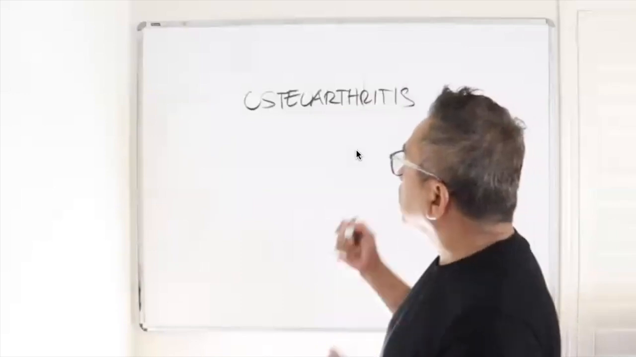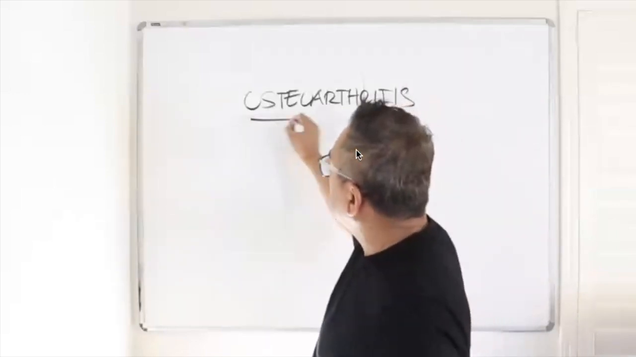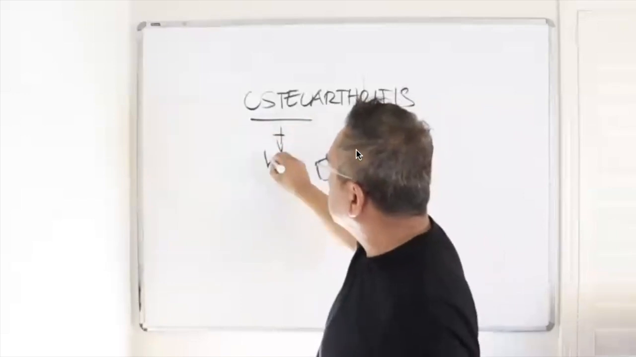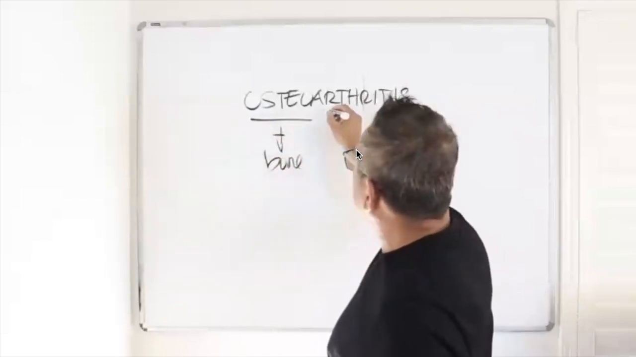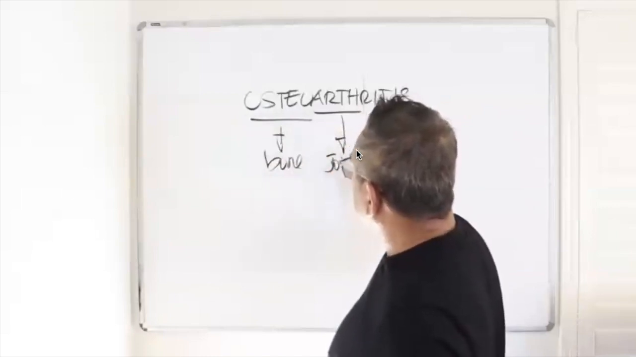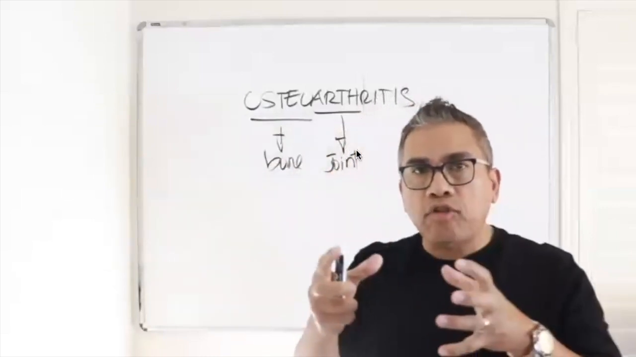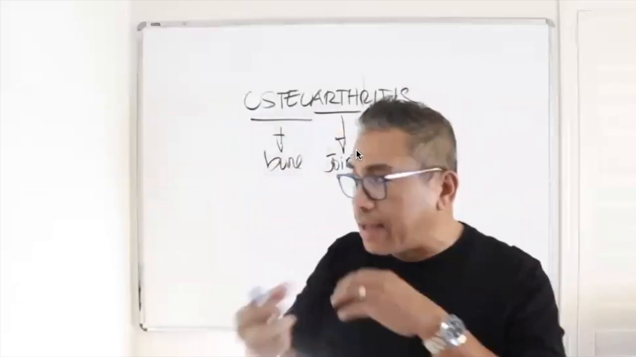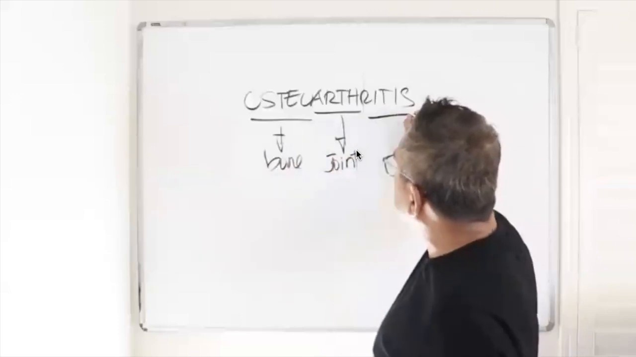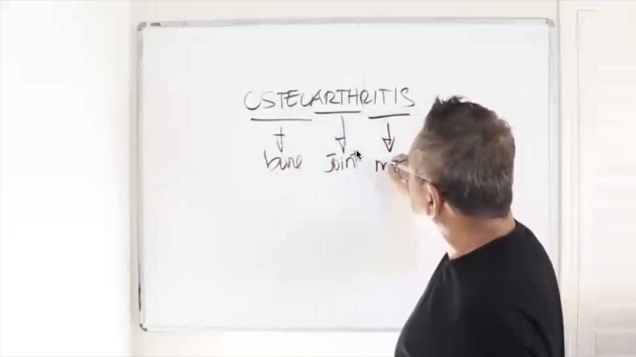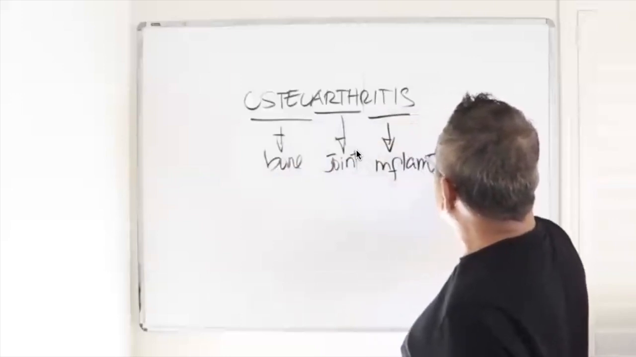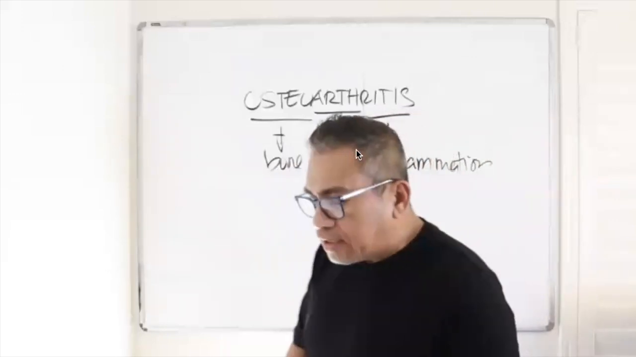Now, look here, guys. Osteo means bone, okay? So every time you see or hear the word osteo, that means bone. Arth, right here, means joint. So it's the convergence of the bone and joint. That's what osteo and arth mean. Itis, every time you see the word itis, this means inflammation.